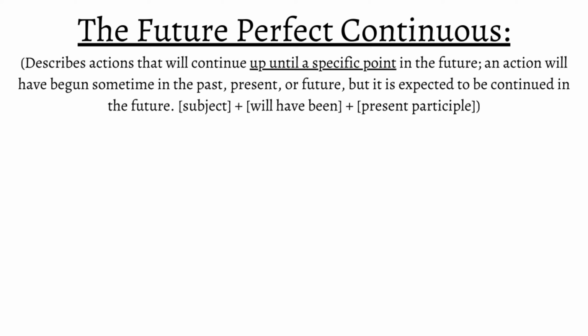The action will have begun sometime in the past, present, or future, but it is expected to be continued in the future. The pattern of this tense uses will have, the past participle of to be, which is been, and a present participle, which is an infinitive with ing. A subject plus will have been plus a present participle.